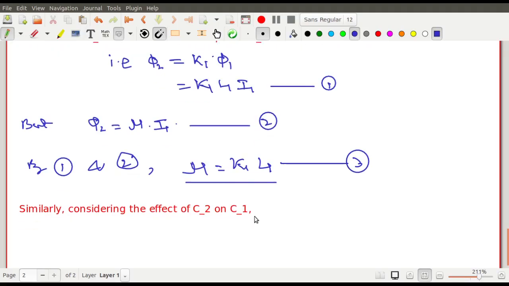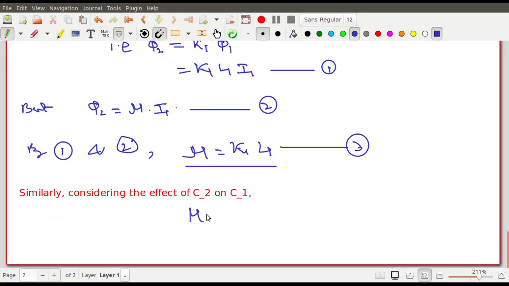Then definitely we can again write M is equal to, can I write this K2, M equals K2 into L2. Just this time it was the effect of the first on the second, and now I take the effect of the second on the first. So I can write K2 into L2.